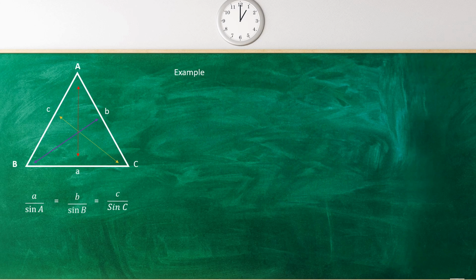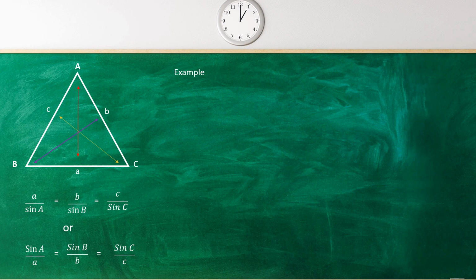Now the same is also true if you put the sines up and the sides down. What I mean is it could be sine of A over A is equal to the sine of B over B, and that is also equal to the sine of C over the side C. Now that is the general formula for finding either a side or an angle using the sine rule.